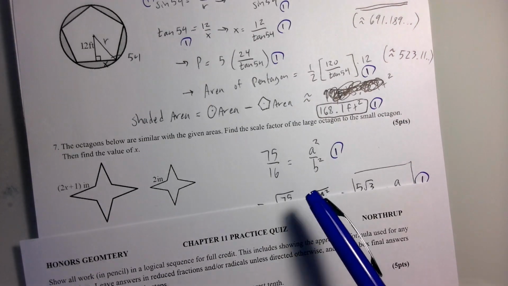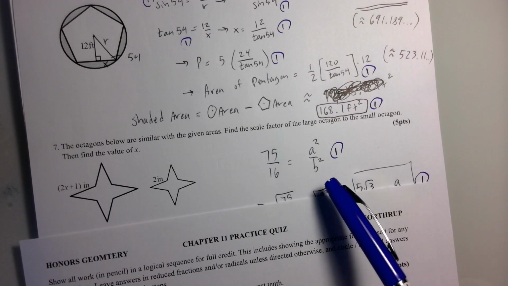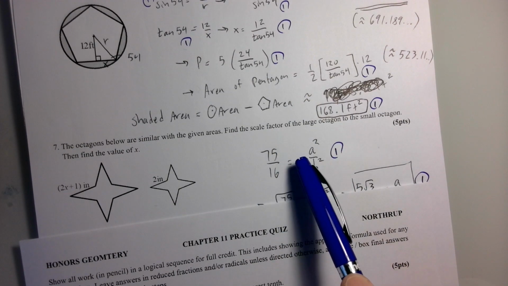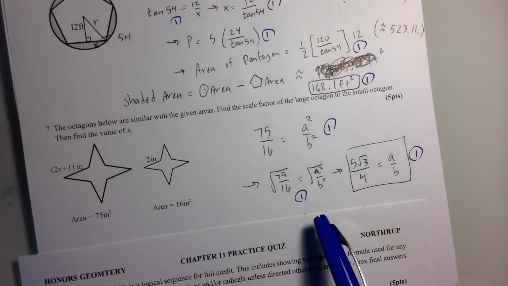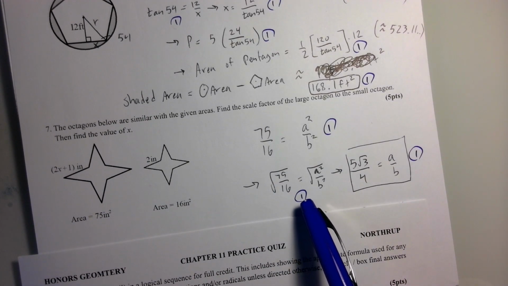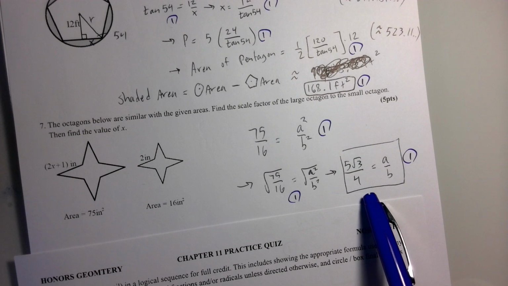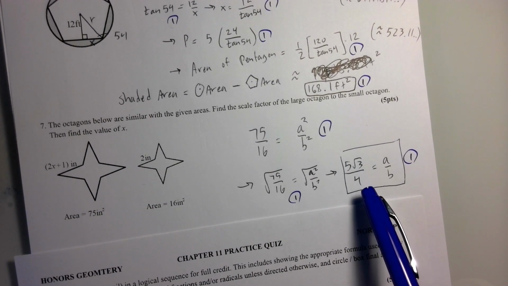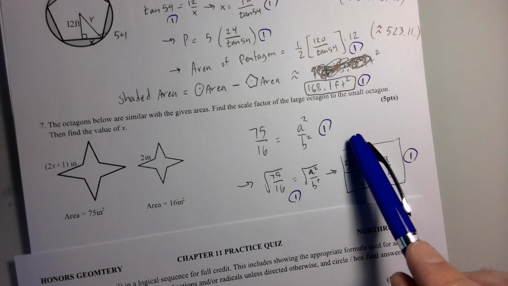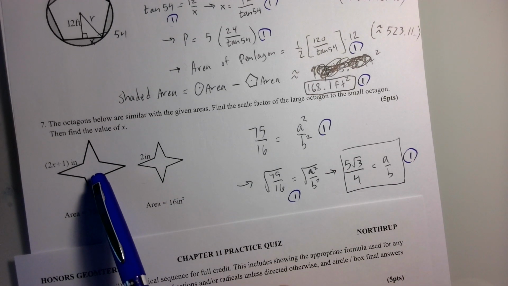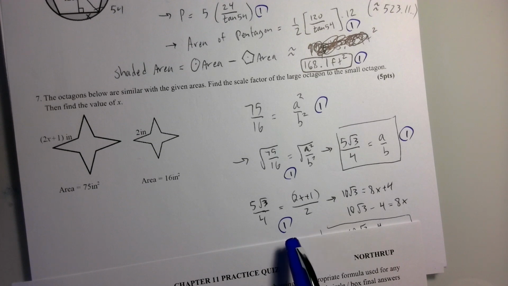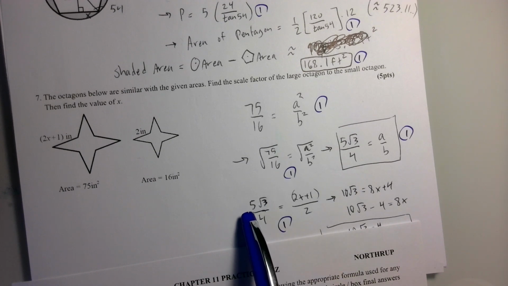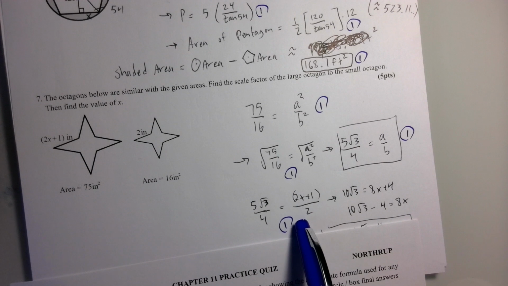Last one here, the first point would be this proportion. They need to have area to area is a squared to b squared. It's not a over b; for area you do squared to squared. So to solve that, they should have taken square roots, so give them a point for that, and then they should reduce that. The top reduces to 5 root 3, the bottom reduces to 4, so right here is our scale factor of big octagon to small octagon. Next point is setting up the correct proportion. So scale factor, big to small equals big to small.